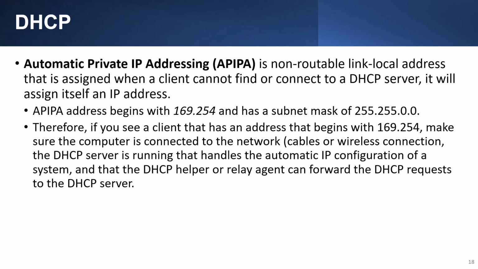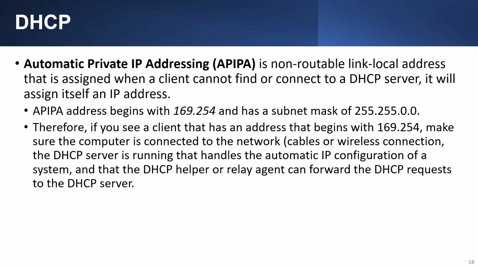Automatic Private IP Addressing, or APIPA, is a non-routable link-local address that is assigned when a client cannot find or connect to a DHCP server. It will assign itself an IP address. An APIPA address begins with 169.254 and has a subnet mask of 255.255.0.0.